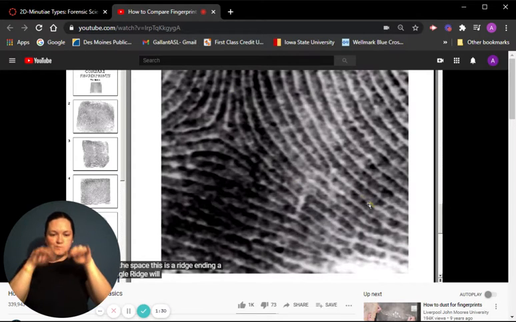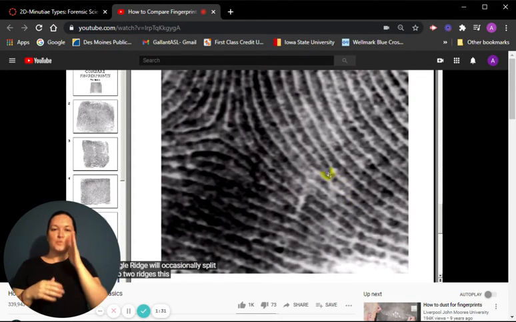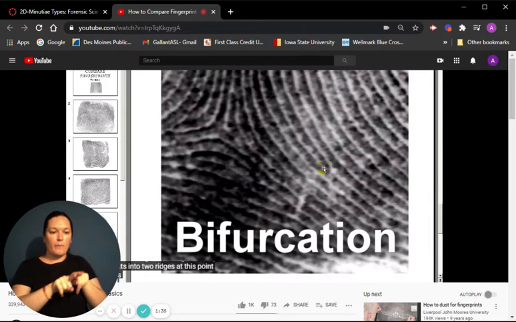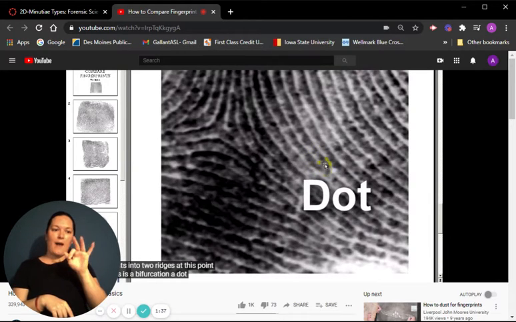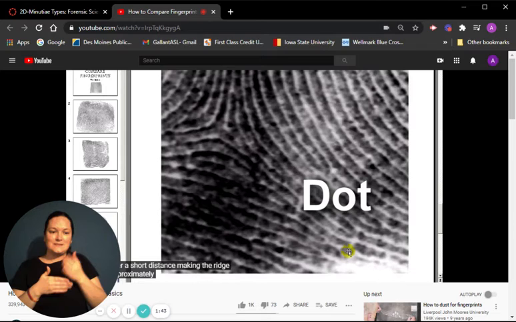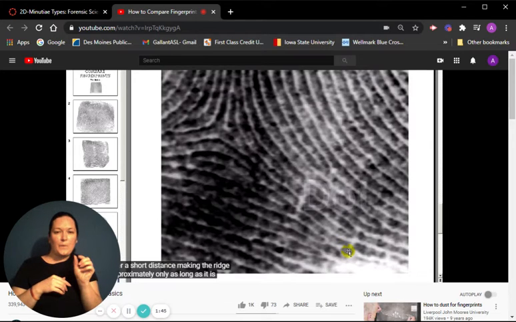A single ridge will occasionally split into two ridges. This ridge flows up and splits into two ridges at this point. This is a bifurcation. A dot is this feature where the ridge starts and stops over a short distance, making the ridge approximately only as long as it is wide.